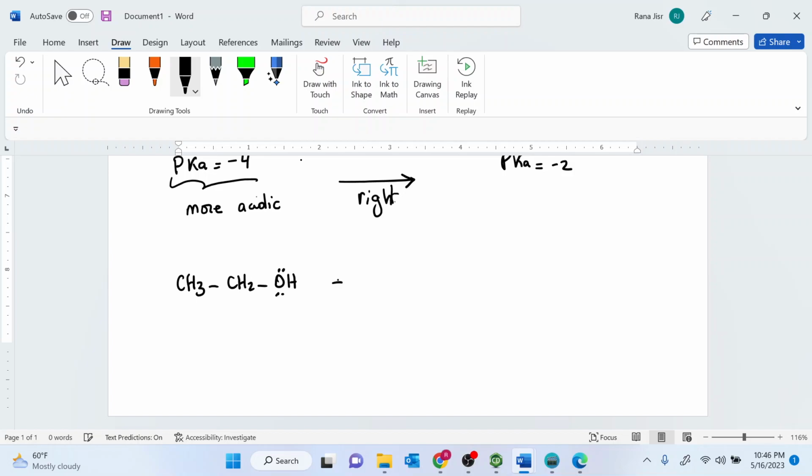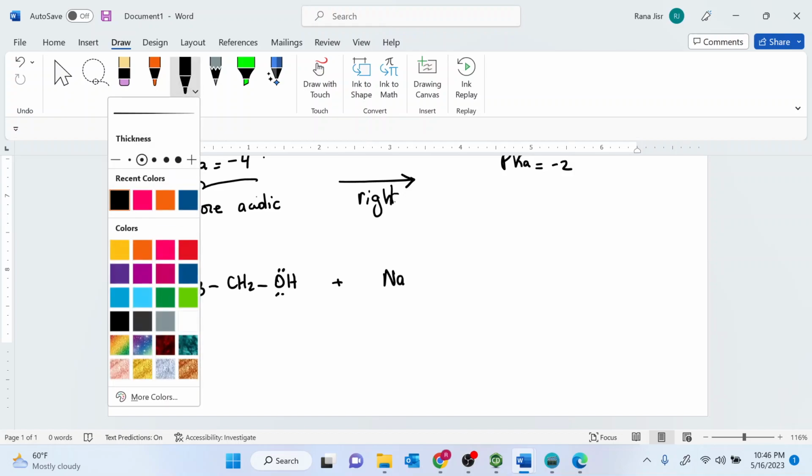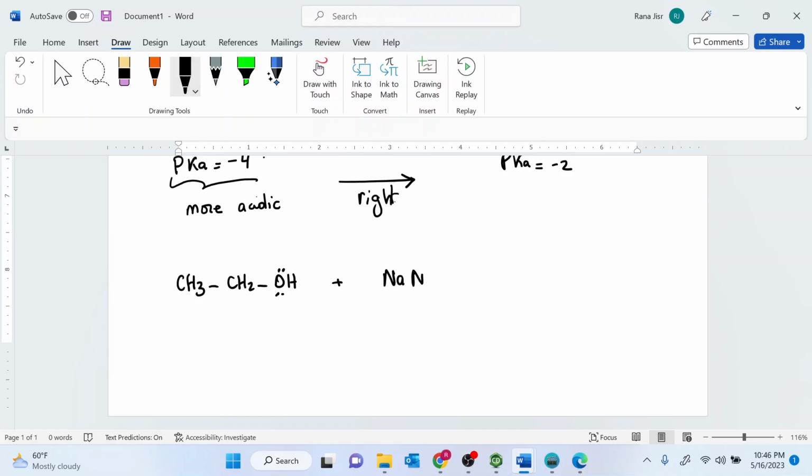And I am reacting this with a base. Now, just a second in there. What I'm going to do in the exam, whenever I show the base, I'm not going to show any lone pairs or anything like this. I'm just going to show it like that. So this is sodium amide.